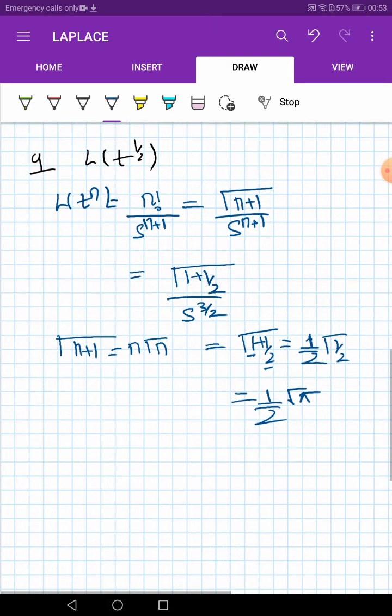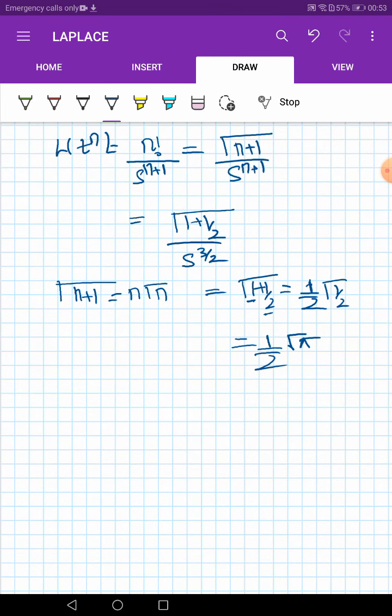Okay, so if we put the value of this in the above formula, we will get root pi by 2 s power 3 by 2. So this is our answer.